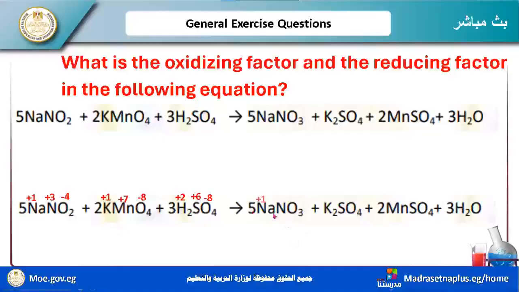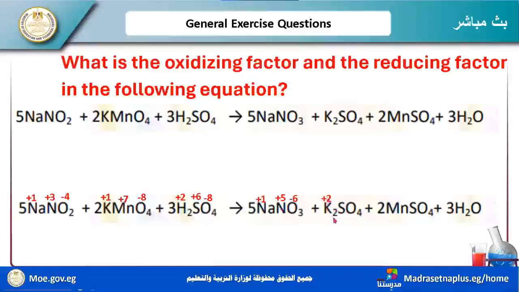Sodium here is positive 1, and oxygen is negative 2 times 3 equals negative 6, so nitrogen is positive 5. We have the change in nitrogen: here in the reactants it equals positive 3, and nitrogen here in the product is positive 5.